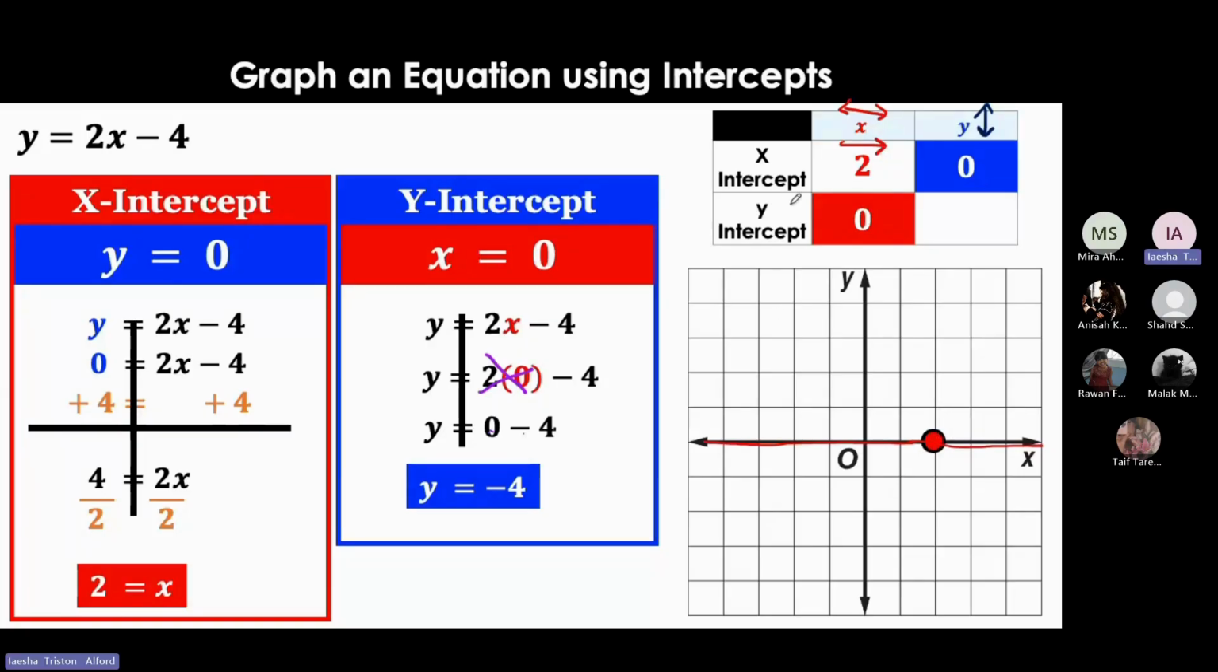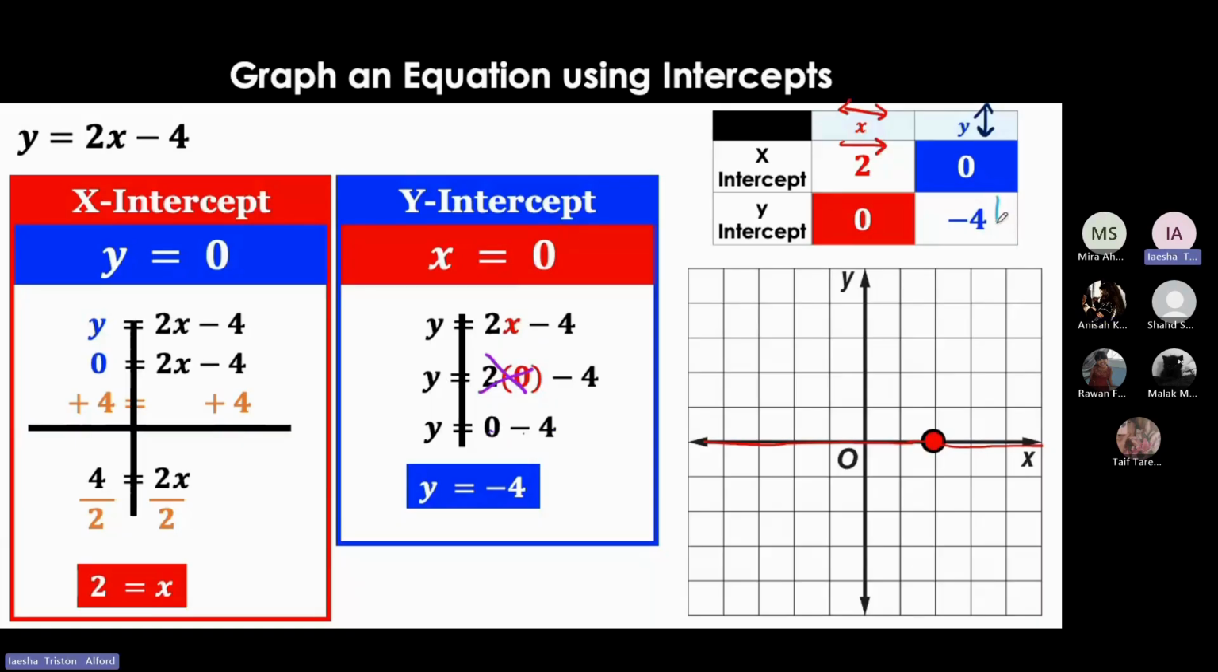Okay? For the y-intercept, what number should be in this blank? Negative 4. So remember, 0 means to do what? Stay, don't move. So we stay in the middle, we don't move. Then we have this number, negative 4. It means to go up or down?